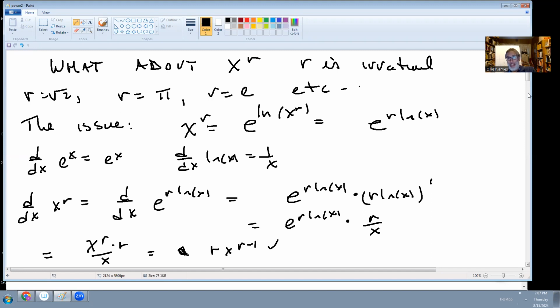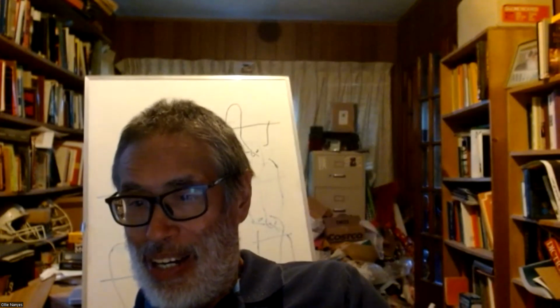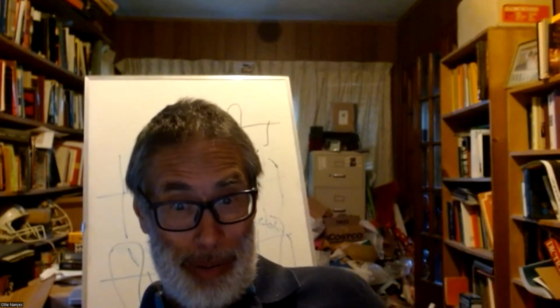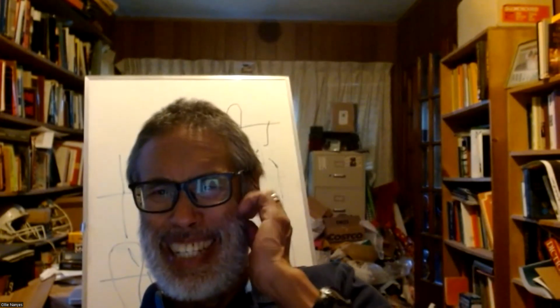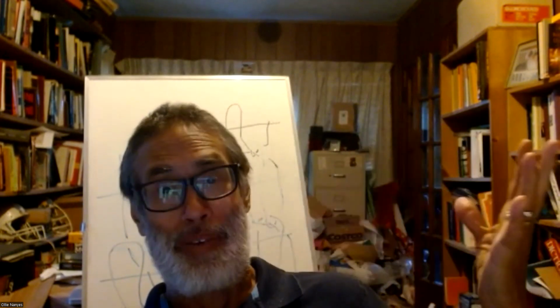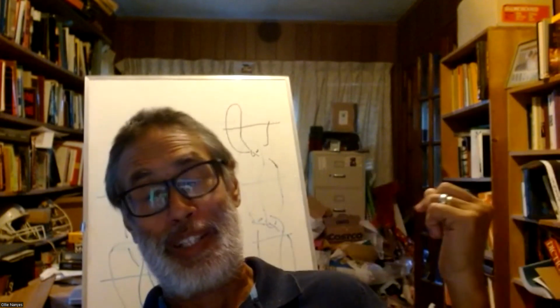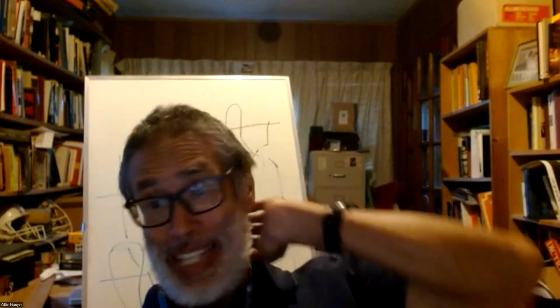So if I want to be intellectually honest, I'd have to say that we really did the power rule for rational powers. We didn't, extending it to the irrational powers required more math than many of you have when you're first seeing this. But that's actually how it goes.